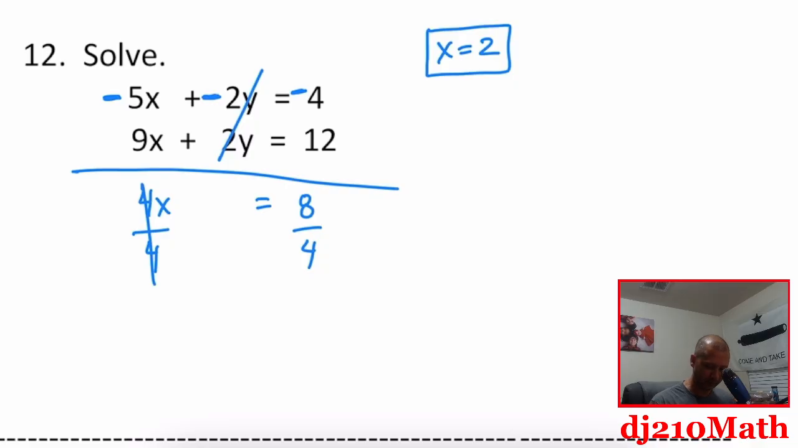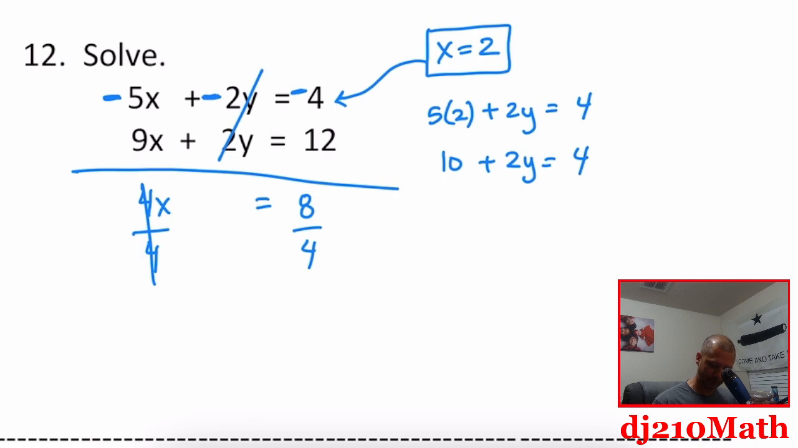So when we plug it in, we can go to one of the originals and just plug in x. So 5 times 2 plus 2y is equal to 4. Solving for y, 10 plus 2y is equal to 4. Minus 10, minus 10. 2y is equal to negative 6. Divide by 2. y is equal to negative 3.